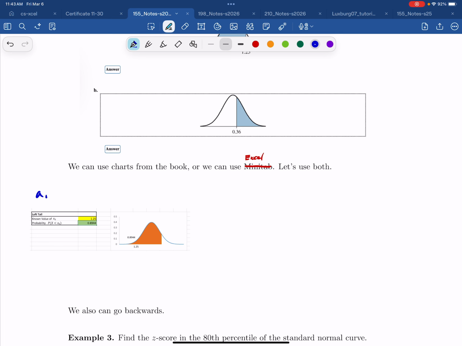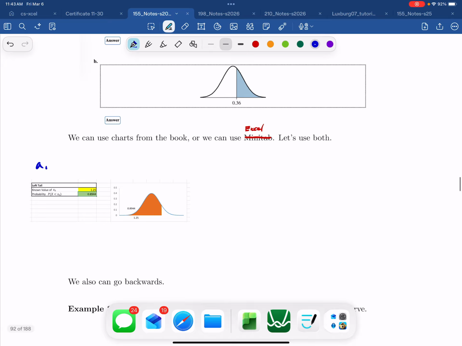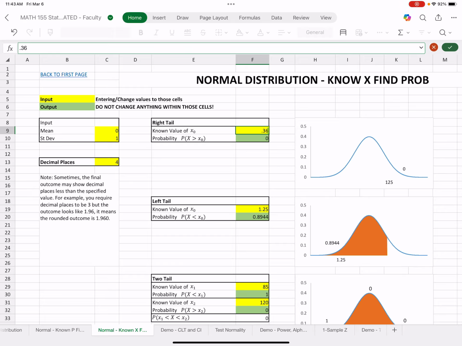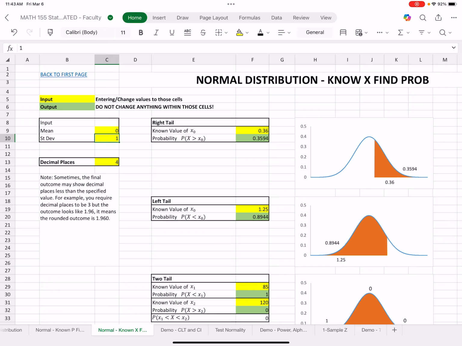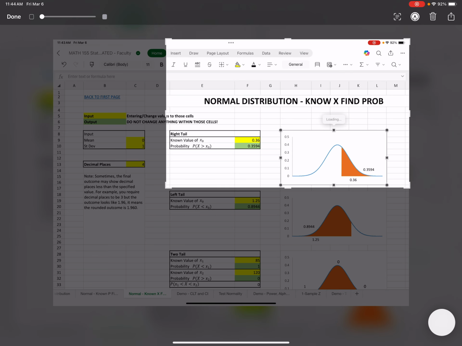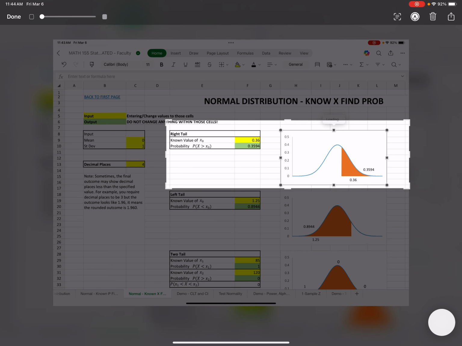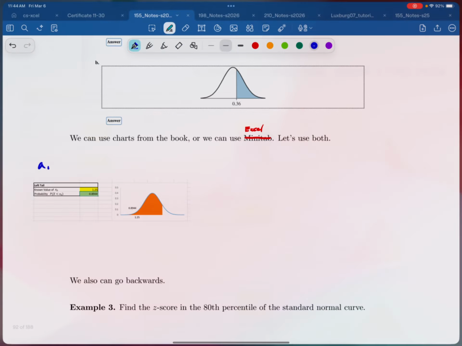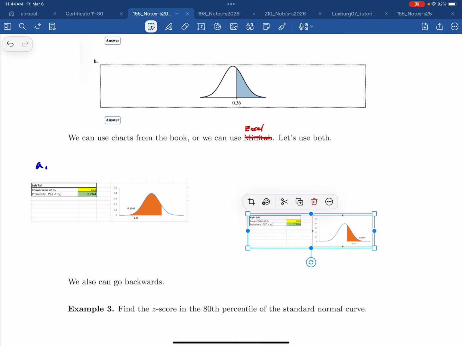Okay. Now for part B, what percent of the data is above, or I guess equal to, 0.36 standard deviations above the mean? Well, we do the same thing, except we're going to use the right tail. Okay? So for this, we're going to put 0.36, again, making sure that our mean is 0 and standard deviation is 1. And look, we get this as our answer. Let's just paste that in there.